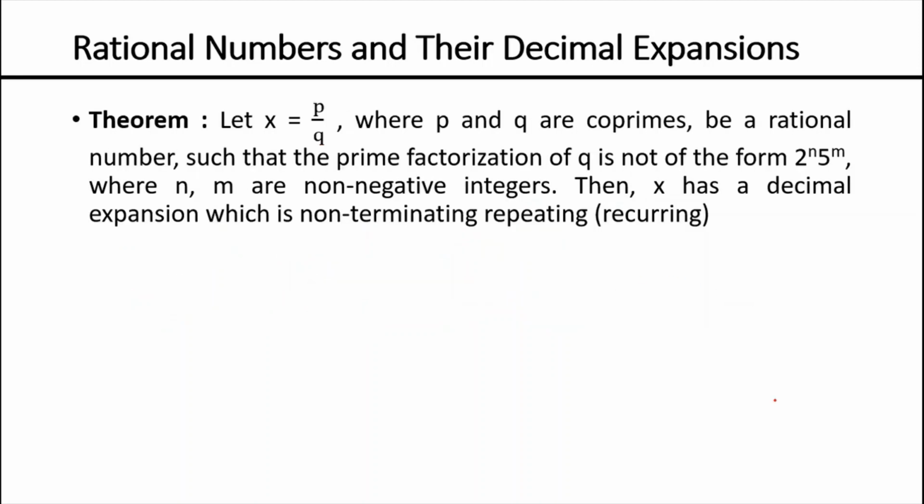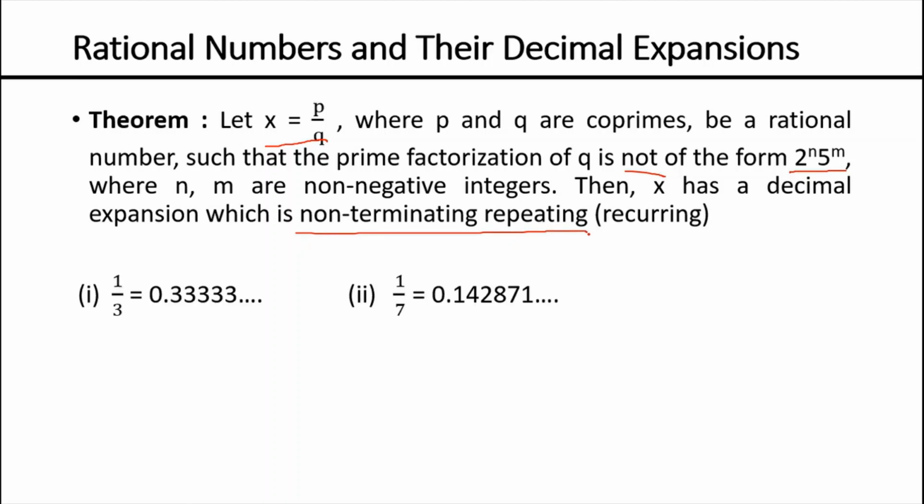This is the last theorem of this topic, and it states that if x is of the form of p by q and the prime factorization of q is not of the form of 2 to the power n multiplied by 5 to the power m, then the decimal expansion of such a number is non-terminating and repeating. We'll take a look at a few examples.